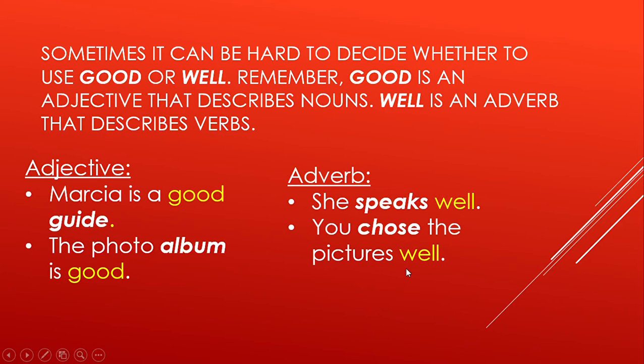You chose the pictures well. How did you choose them? Well. All right, hopefully that distinguishes it a little bit more. Remember, if you're describing a thing, a person, or a place, you're using good. If you're describing how something is done, then you use well.